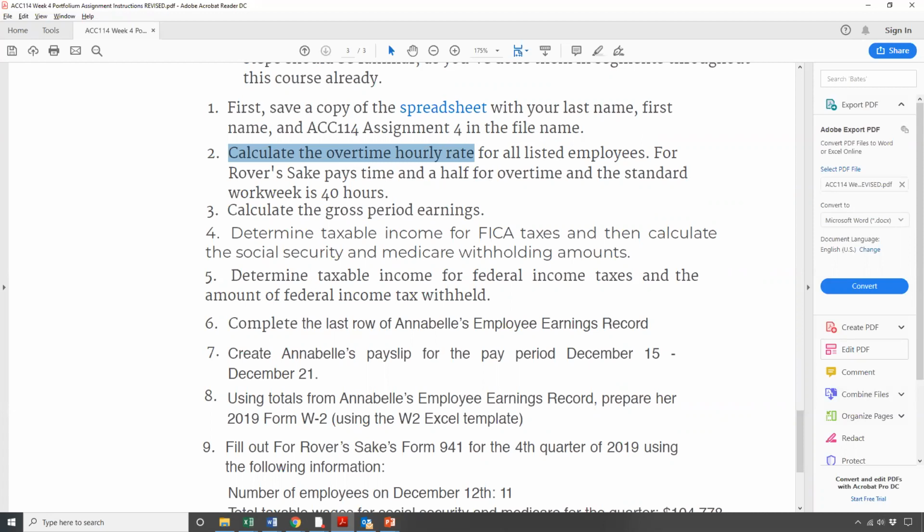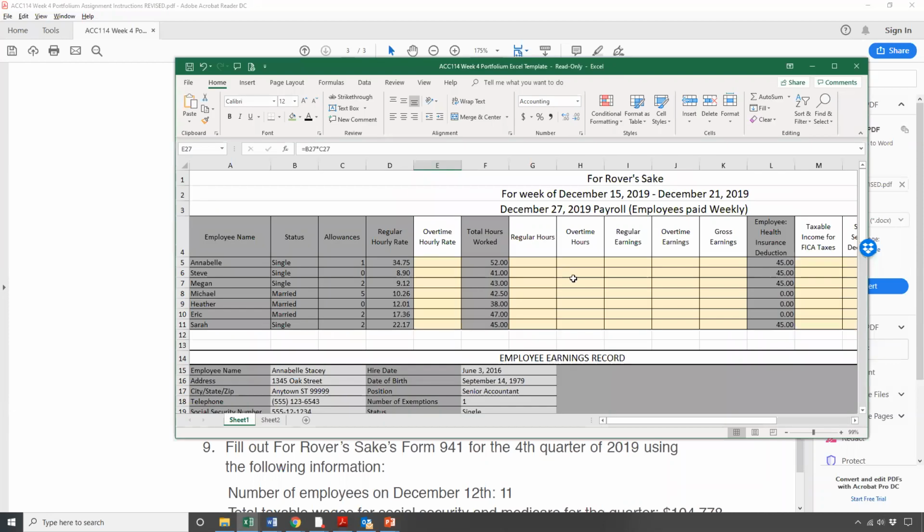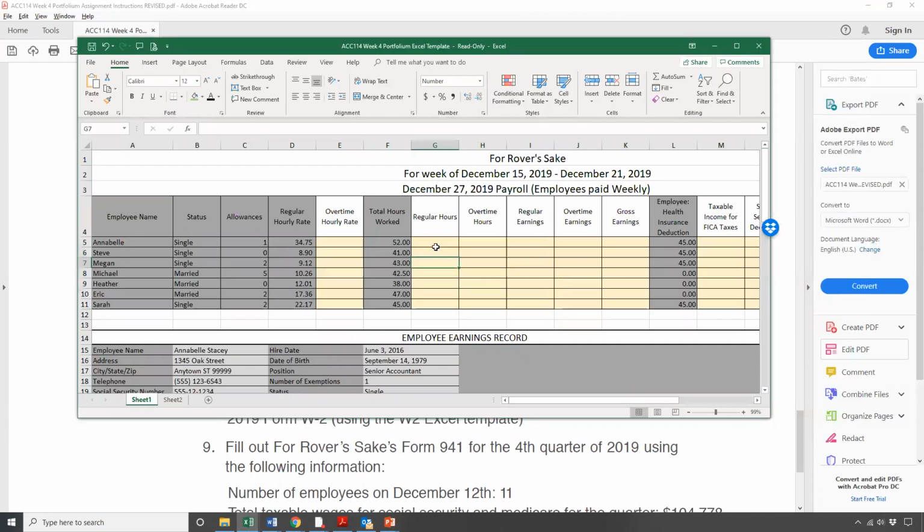Then we're going to calculate the gross pay. And yes, here is what your template is going to look like. So we've got your employees here. We're going to calculate the overtime rate. These yellow shaded boxes are ones that you're going to need to complete. You're going to have to figure what the regular hours are, what the overtime hours are, and then regular earnings, overtime earnings, and then gross earnings. And remember, your gross earnings is going to be the combination of your regular and your overtime earnings.